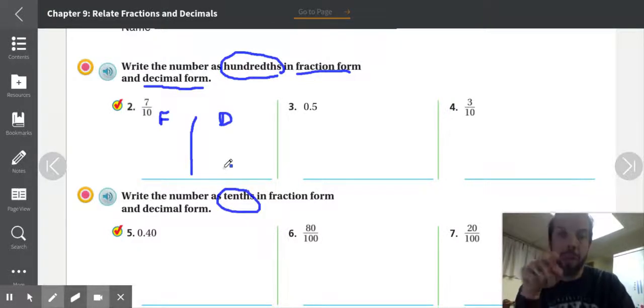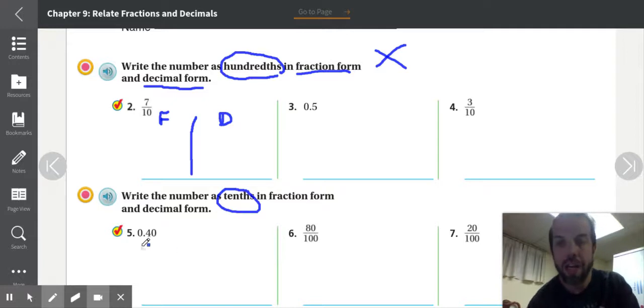Now, I'm going to give you a tip. So if you made it this far into the video, good job, because here's a good helpful tip. I'm looking at 2, 3, and 4. They're all tenths. I want to go to hundredths. So what am I going to be doing? Multiplying. Okay? For these, 5, 6, and 7, I see they're all hundredths already, and I want to go to tenths. So what am I going to be doing? Dividing, right? Because I'm going from bigger to smaller.